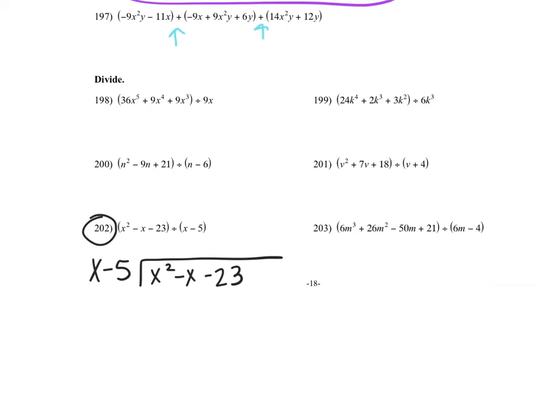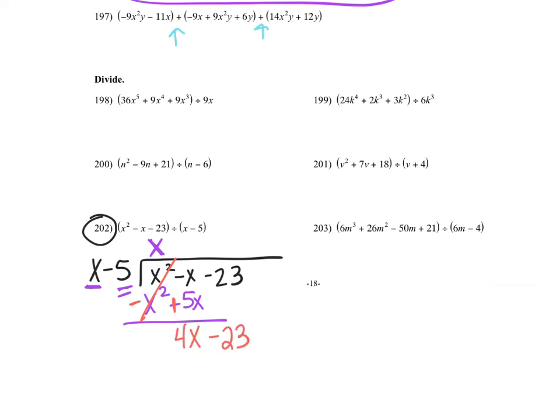So we're going to start off with our first term. x times something equals x squared. So x times x is going to equal x squared. And then I have to also do it to my -5, so this would be -5x. Now I draw my line. I'm going to change the sign and change the sign. This cancels. So -x plus 5x is 4x minus 23.